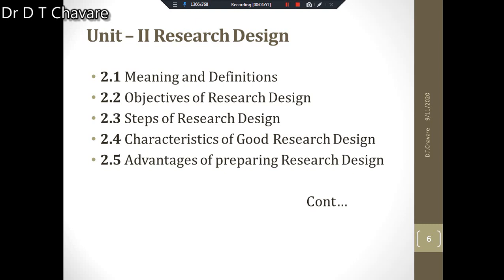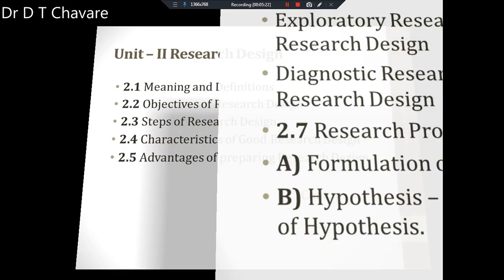Then the fourth point included in your research design unit is characteristics of good research design. What are the characteristics of a good research design? Then the fifth point is advantages of preparing research design. Why is research design essential, what type of benefit you can get, it means what are the advantages of preparing the research design. This point is also included in this unit number 2.